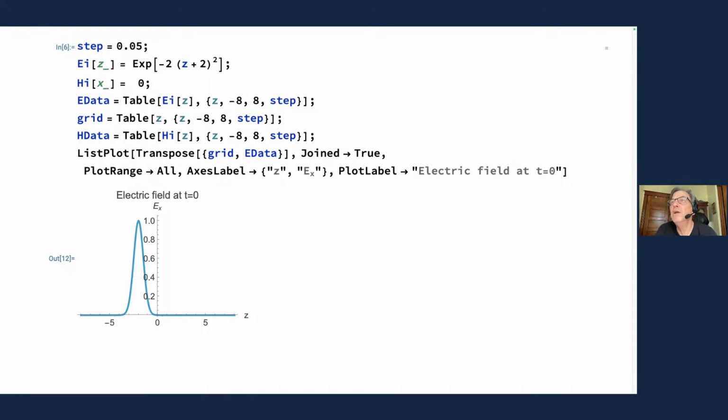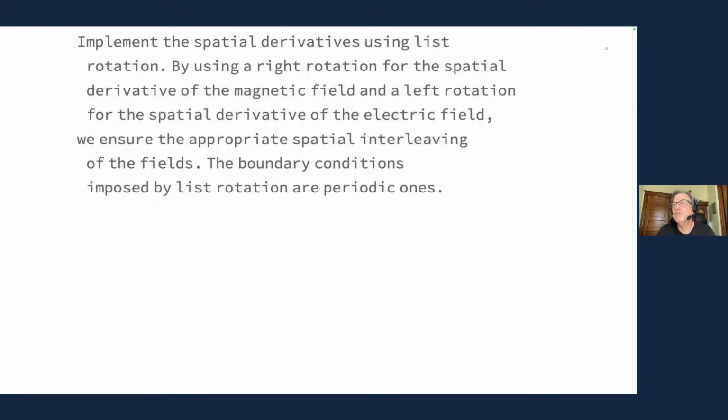Okay, the code's given here. I generate a grid. I'm going to run it from z equals -8 to 8. Okay, I've plotted the E field at t equals 0 here for you. We only have a component in the x. Okay, I'll implement the spatial derivatives by using list rotation. Okay, this is a very efficient way of implementing a derivative in Mathematica.